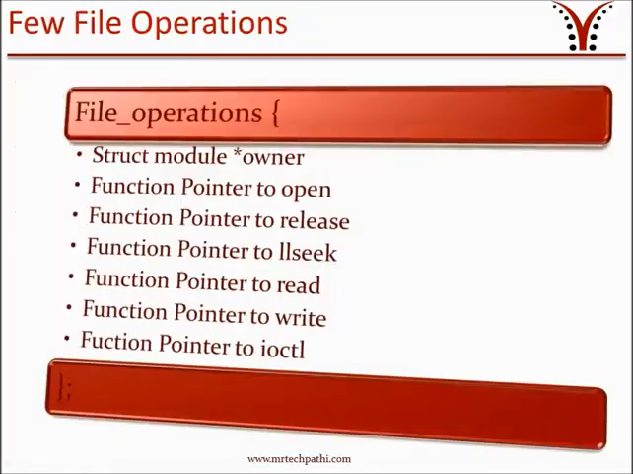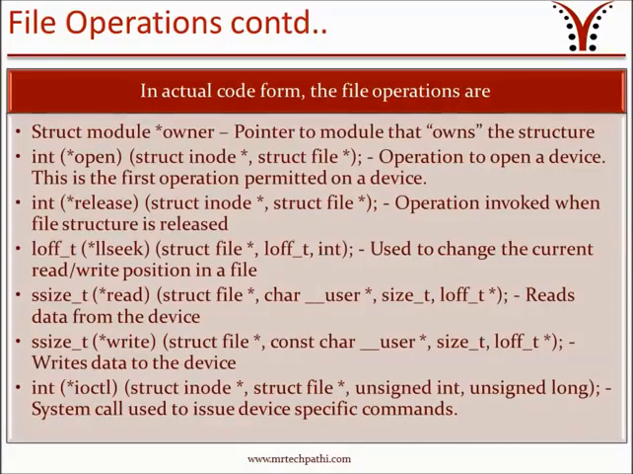Let's list a few file operations. As you can see, it's a structure which contains function pointers to various functions like open, release, llseek, read, write, and ioctl. For convenience, I have written the function pointers to each function in plain English here. If you really want to see how these function pointers look, you need to check the next slide. These are the function pointers which are under the file operations structure.